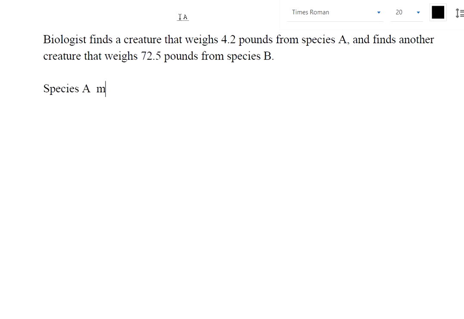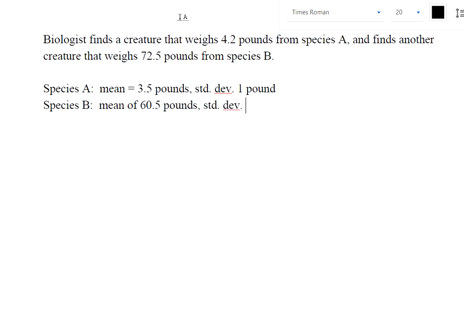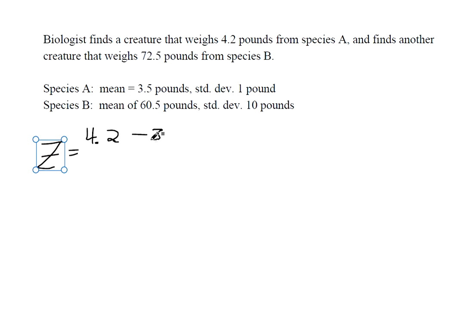Species A has a mean and a standard deviation of 1 pound, and species B has a mean of 60.5 pounds and a standard deviation of 10 pounds. So which one excites the biologist more? Well, they can get down on one knee, calculate a Z-score like students in the class are typically good at calculating. Here's the Z-score for the first one. Here's the Z-score for the second one.